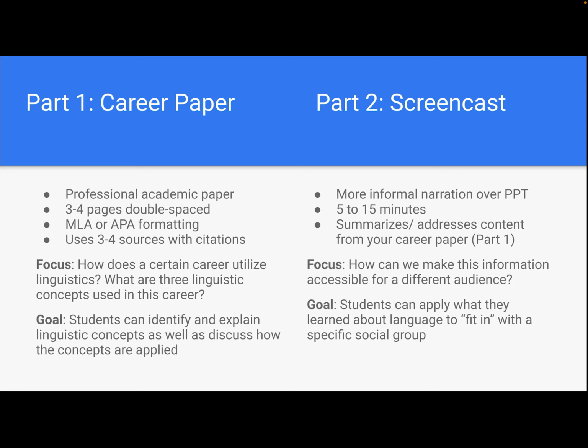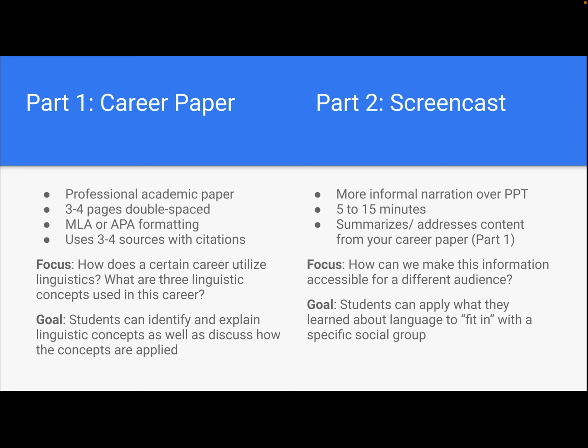This is part 2, the screencast. The screencast is more informal and will consist of audio narration of our PowerPoint presentation, kind of like what I'm doing right now. Your presentation will be about 5 to 15 minutes, and it will summarize the content from your Part 1 career paper. The main focus is still the content of that career paper. No new research is required.